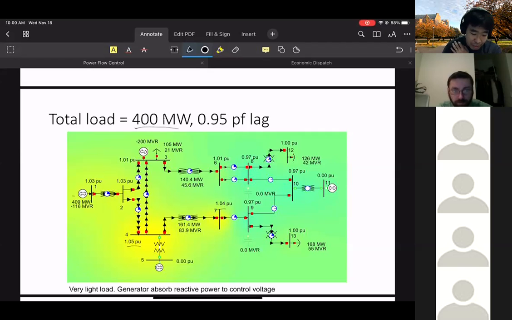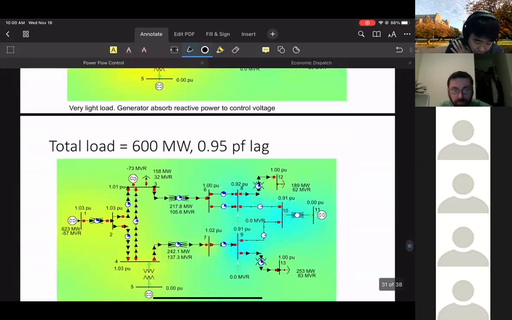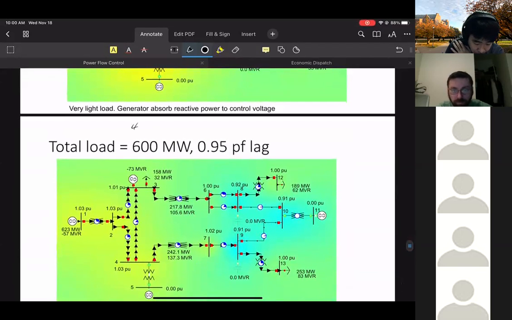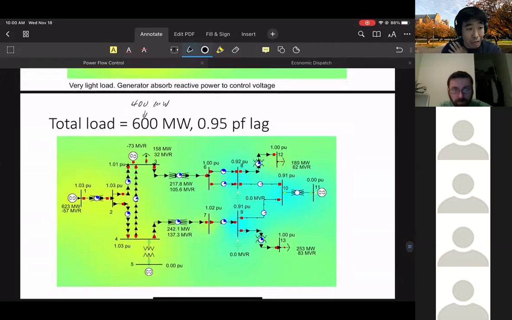So what happens once you increase the load? If you go from 400 to 600, so this was 400 before, you start to see some voltage drop in the system. You start to see some blue here, where you're closer to the load, the voltage starts to drop. You see some light blue, for example, this is 0.92 per unit voltage.